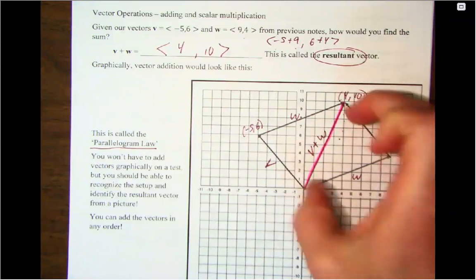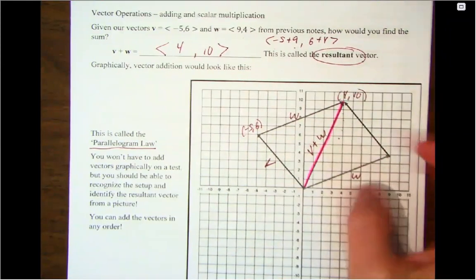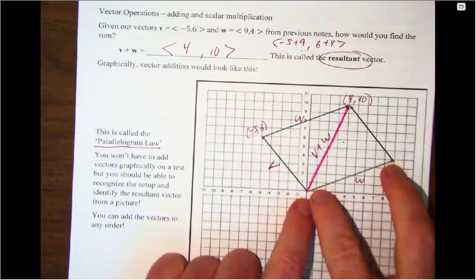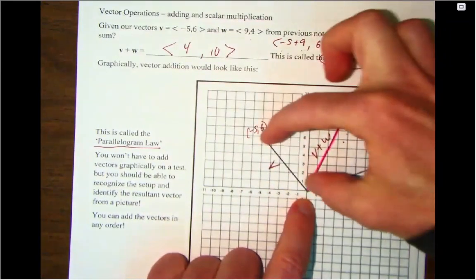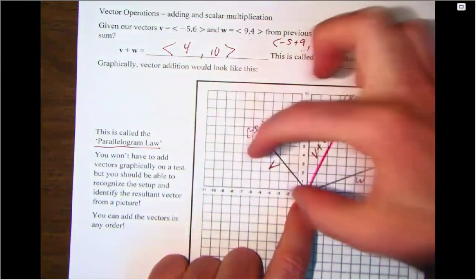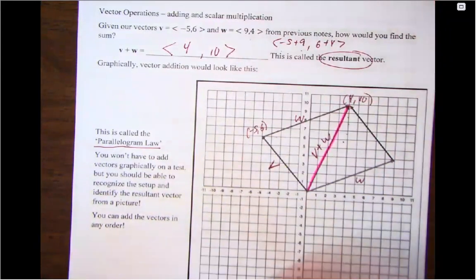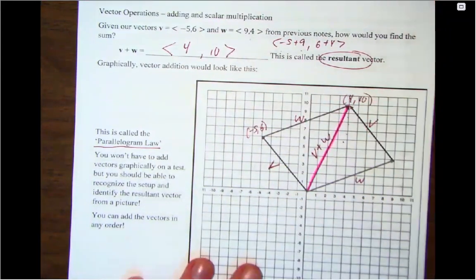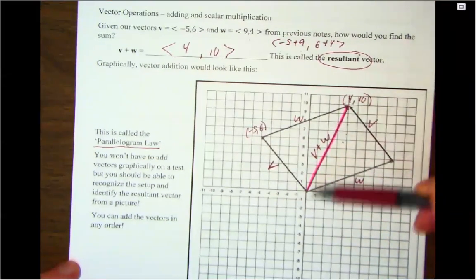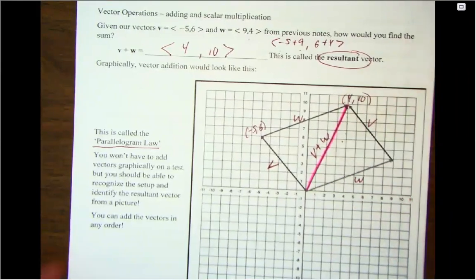In fact, it doesn't even matter what order you do the vectors in. So I did here v plus w. You can also do w plus v. Notice this vector here on the right-hand side, this is also vector v, just picked up and moved to the end of w. So the order, when you're doing it graphically or algebraically for that matter, doesn't matter, but you're always going to get what's called this parallelogram. And then the resultant vector is going to be the diagonal of the parallelogram.